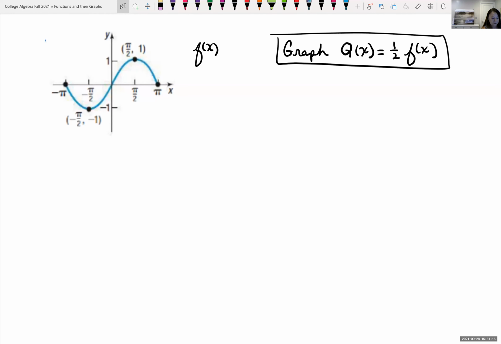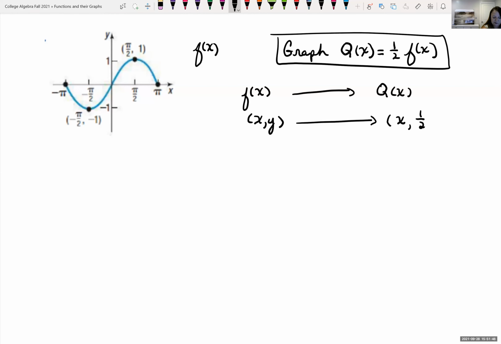So we have a graph of f of x in front of us, and it's asking us to graph q of x equals 1/2 times f of x. And so the 1/2 is outside, that's affecting my y value. And so I can think about points on my function f of x, and I can pull out ones that are given to me. And I can look at what's happening to get my points on q of x. Well, again, it's affecting my y value. And so my point (x, y) from f of x is now going to become (x, 1/2 times y).